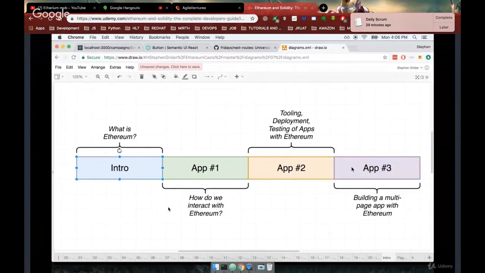The first thing we're going to talk about is the introduction. In the introduction, I'm going to give you the fundamentals of Ethereum blockchains. Inside of here, you're going to get a good idea of how Ethereum works and why we care about it at all. We'll then immediately dive into creating our first working application using Ethereum. In this first application, we're going to learn how to interact with Ethereum as developers.